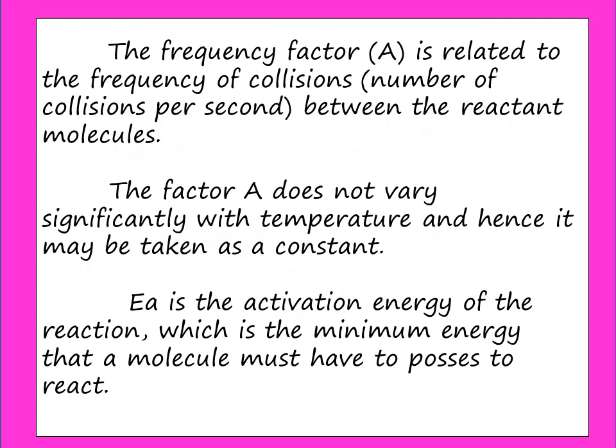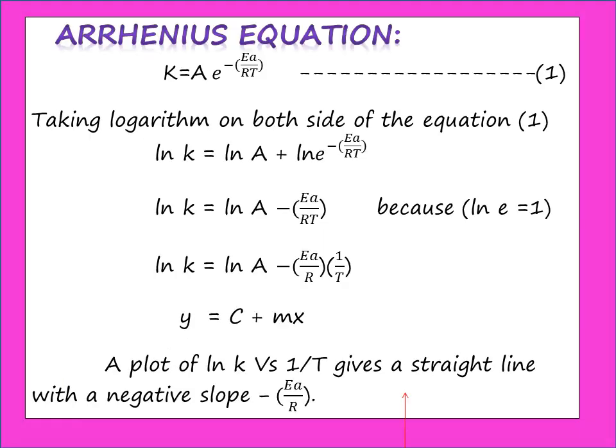What is the Arrhenius equation? K is equal to A e to the power minus Ea by RT. Here A is called the frequency factor, which is related to the number of collisions per second, or the frequency of collisions between the reactant molecules. It is a constant which is independent of temperature. And what is Ea? It is called the energy of activation or activation energy, which is the minimum energy that a molecule must possess in order to undergo chemical reaction.